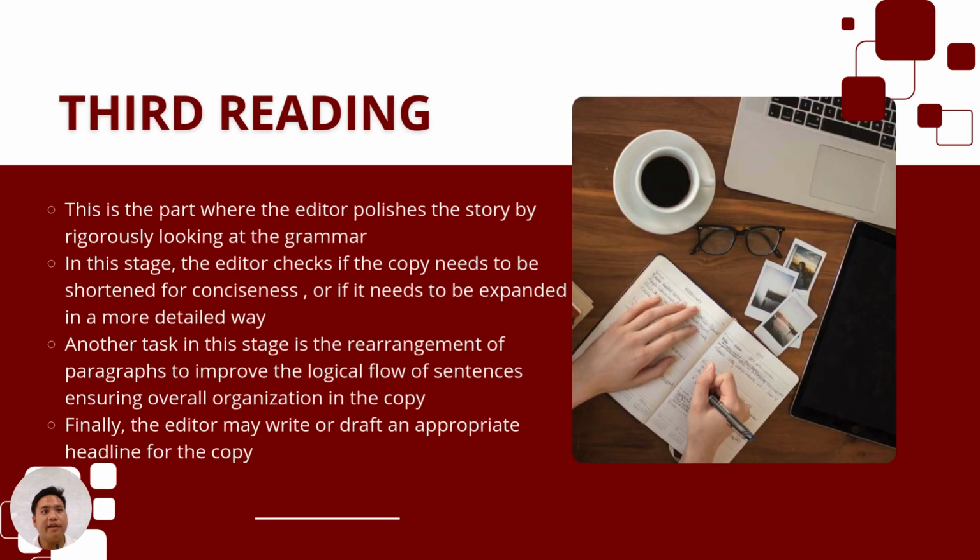Next to the second reading, we have the third reading. This is the part where the editor polishes the story by rigorously looking at the grammar. At this stage, the editor polishes the copy carefully, reviewing grammar to ensure every sentence is correct and professional. The editor also checks if the copy needs to be shortened for conciseness or if it needs to be expanded in a more detailed way.